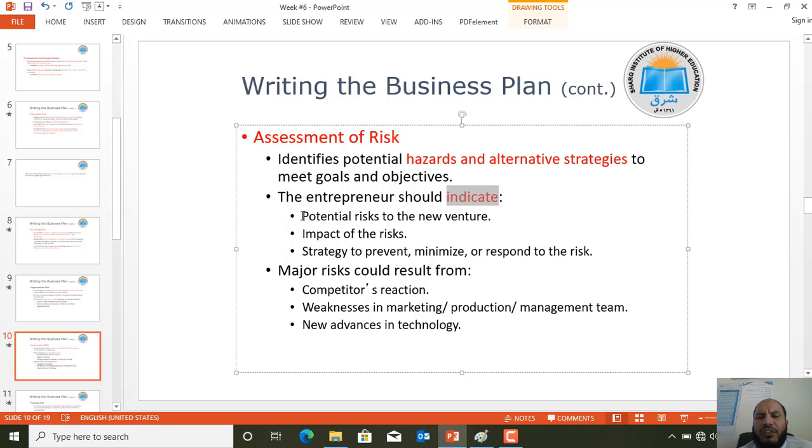Mean the potential risk of the new venture, and what potential risk is involved in the development of this venture, what will be the impact of this risk upon the business, and what strategies we may use to prevent ourselves from this risk, to minimize the level of this risk, and to respond to the risk.